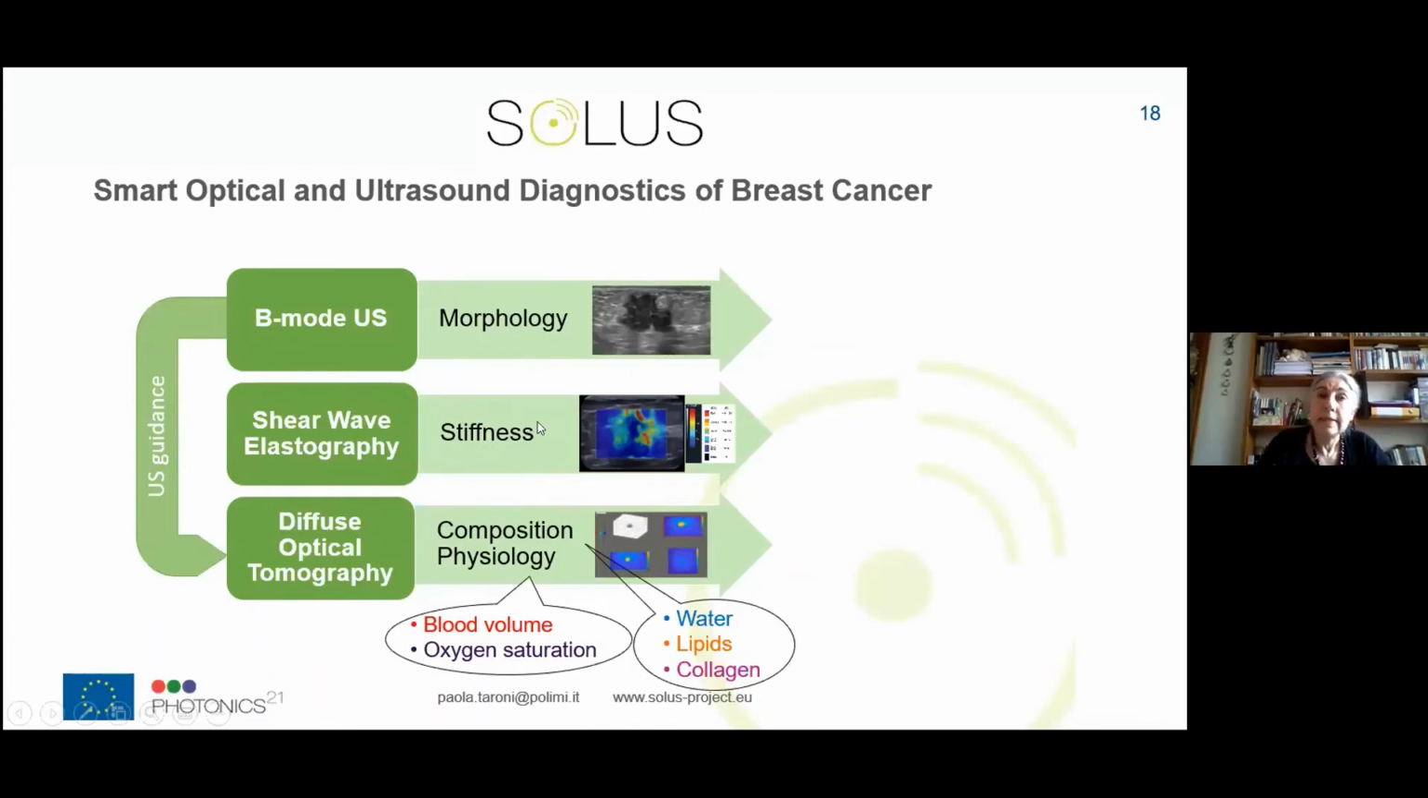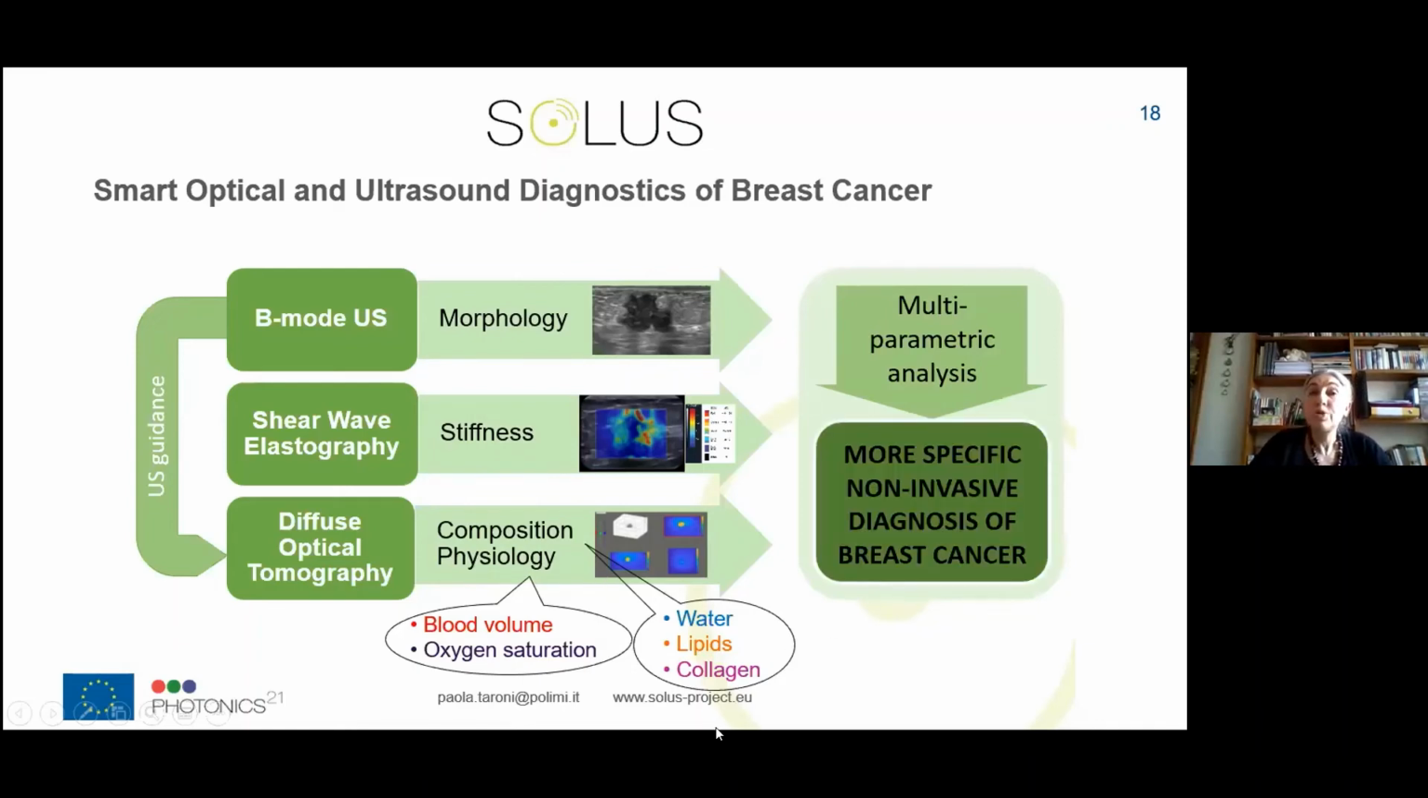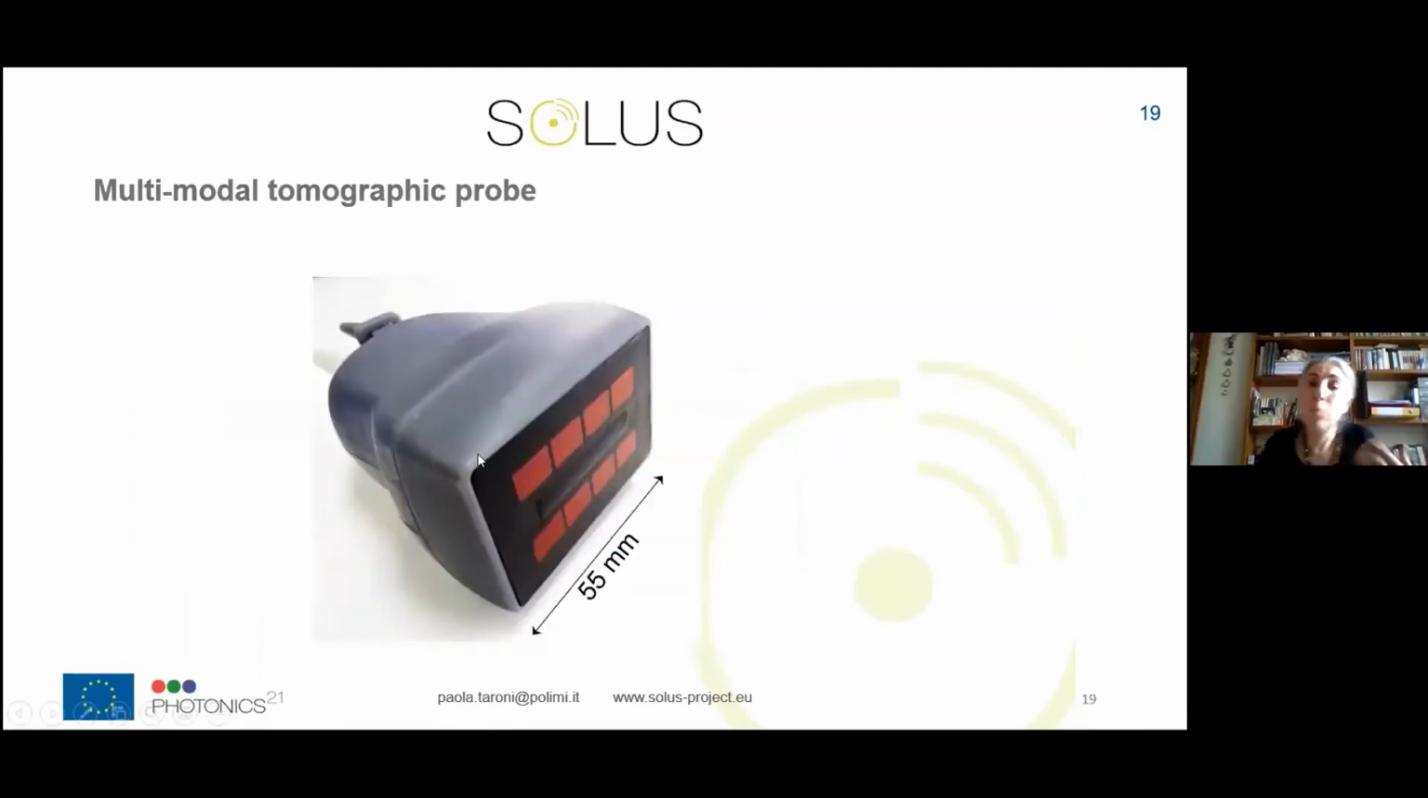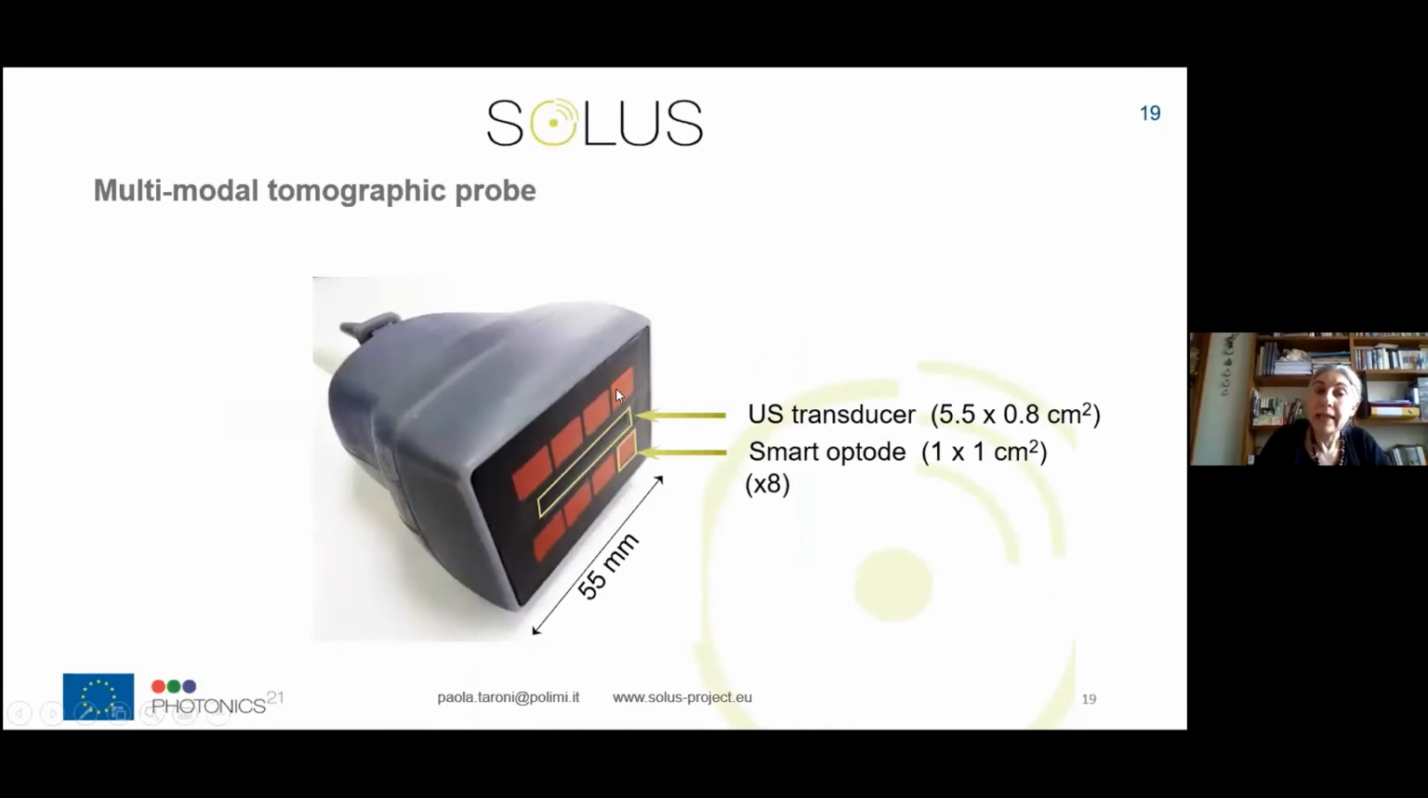Each of these three techniques has already proved useful to some extent for breast cancer diagnosis, but none of them is good enough to be accepted and used as a standalone diagnostic technique. So our goal is to combine the different pieces of information provided by the three techniques to try to achieve a more specific non-invasive diagnosis of breast cancer. And to reach this goal, we have developed a multimodal tomographic imaging probe, a handheld probe with the ultrasound transducer in the middle and 8 measurement points for optical measurement around the ultrasound transducer.